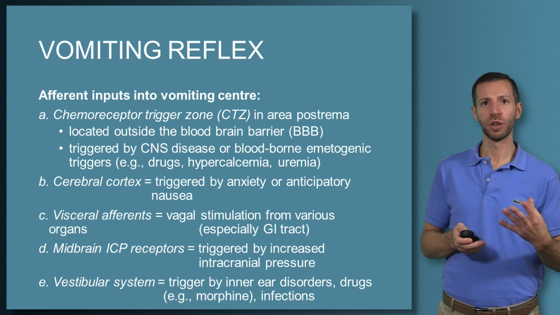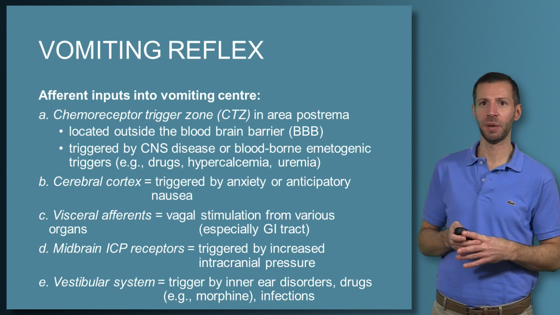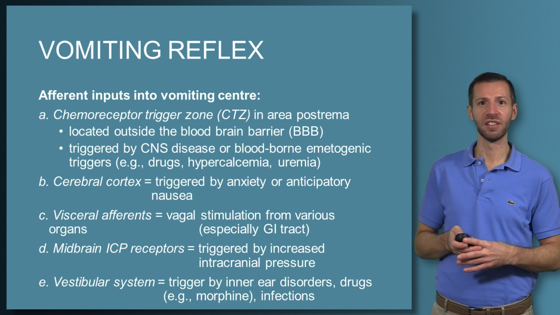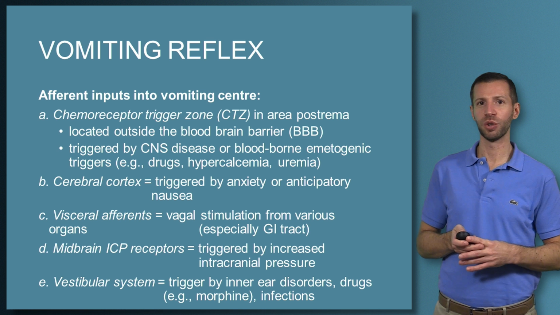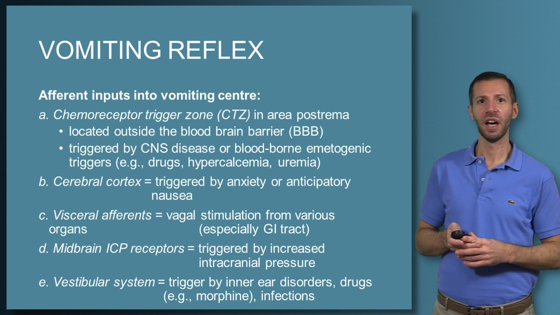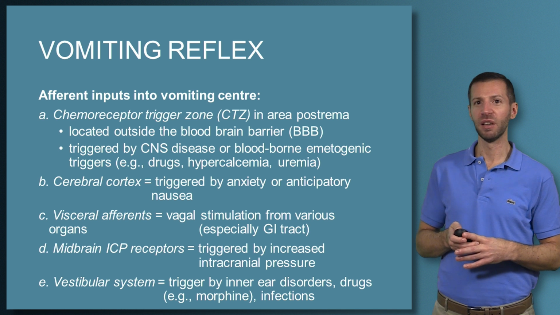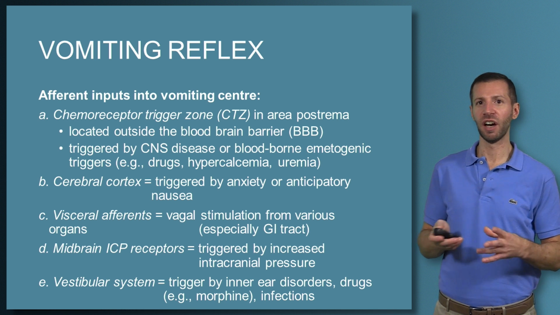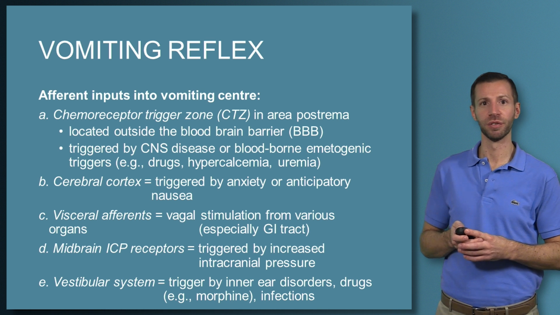There are also triggers from the cerebral cortex, and this can be triggered by things like anxiety or anticipated nausea. For example, someone who is really worried about an exam or a job interview may have a sensation of nausea, and this is likely triggered through the cerebral cortex. There are also various afferent inputs from the visceral organs, in particular the GI tract, but also things even like the heart. And this is often transmitted to the vomiting center by the vagus nerve.